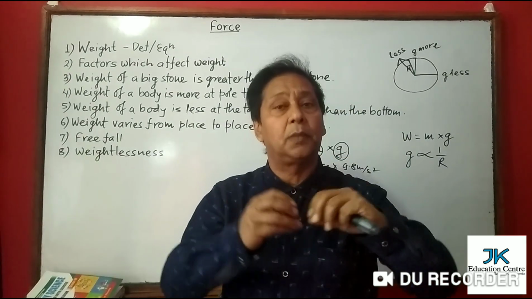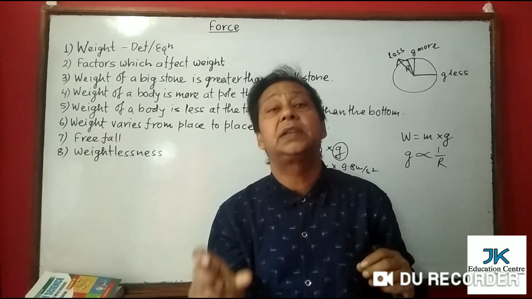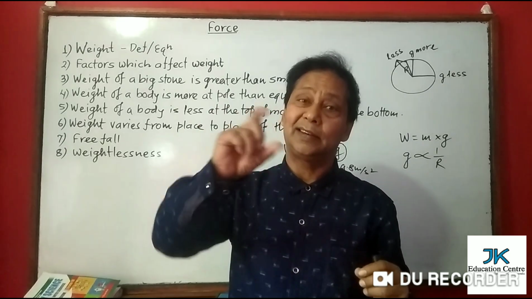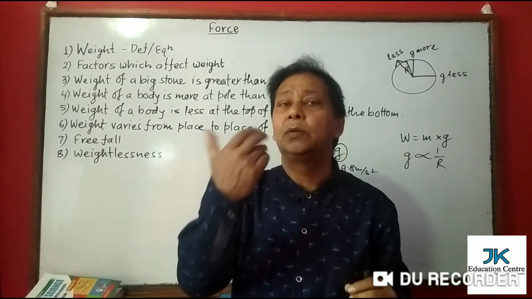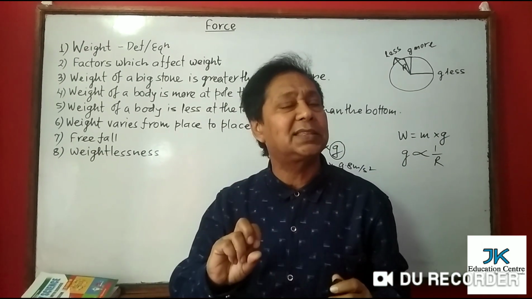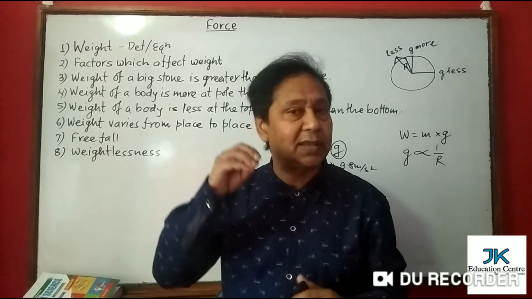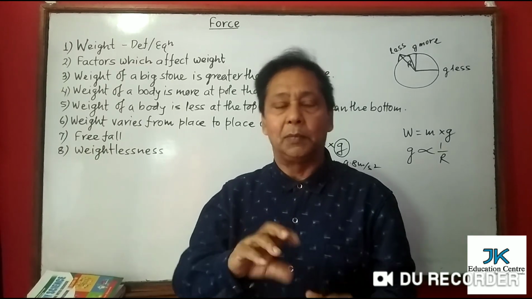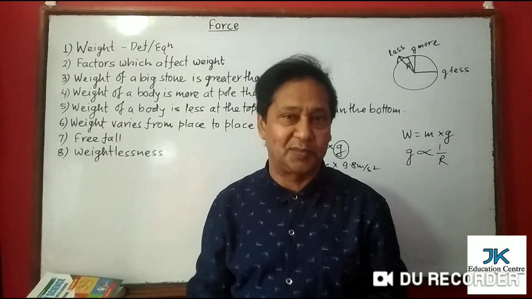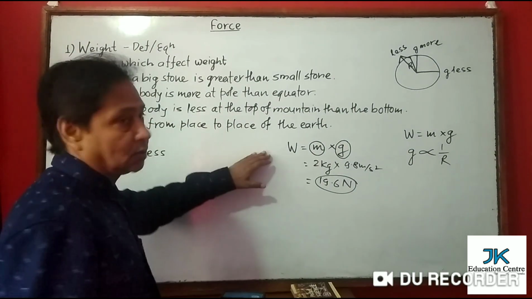It is flattened at the poles and bulges at the equator. That's why its radius is different in different places. Where the radius is less, g will be more, and where the radius is more, g will be less. So the product of mass and g, that is the weight, becomes different in different parts of the earth. This way we can answer this question.